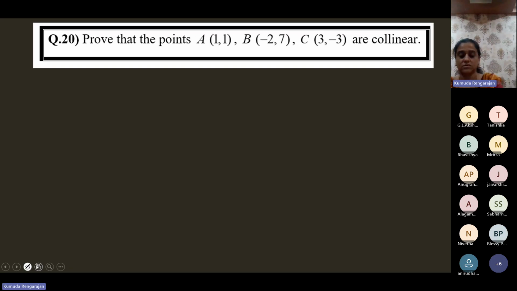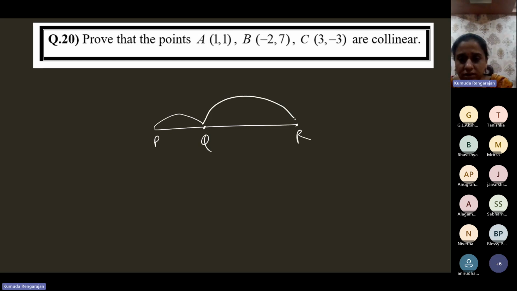As I just told you, the check for collinearity is, if the points are like this, P, Q, and R, PQ plus QR will be equal to PR.